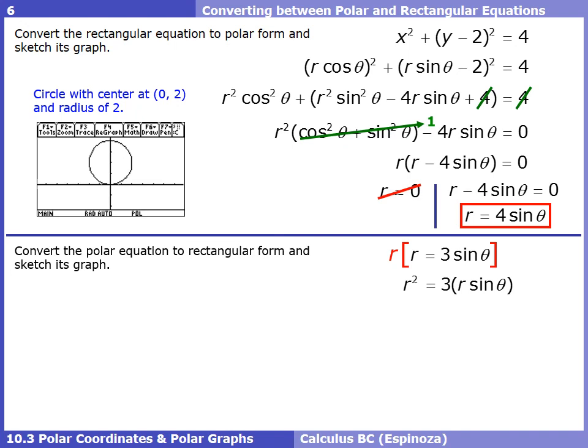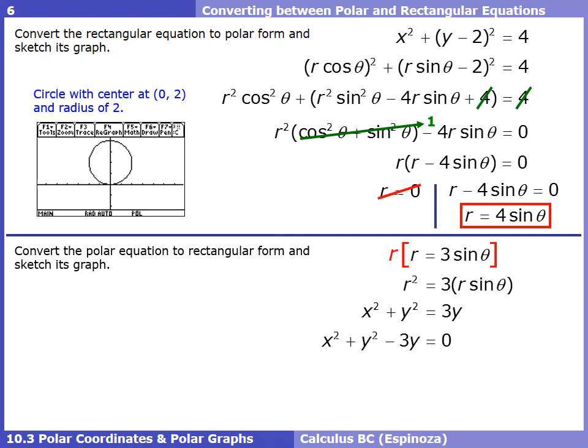We're going to end up with r squared on the left side, and then 3r sine theta on the right side. And I put the r sine theta in parentheses to emphasize that r sine theta is just equal to y. So we're left with 3y on the right side. R squared is x squared plus y squared. And from here we can do some algebra 2 skills. What I'm going to do is subtract that 3y to the other side.